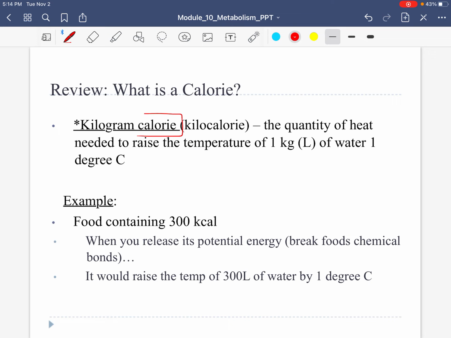Here we go. Make sure you can define calorie. For our purposes, we're going to use the terms calorie and kilocalorie interchangeably. Technically, they're a little bit different. Nutritionists, dietitians, people, when talking about nutrition, tend to use one. Scientists in a lab tend to use the other. We're going to use them interchangeably. Make sure you know the specific definition of a calorie. The quantity of heat needed to raise a temperature of 1 gram of water, 1 degree Celsius.